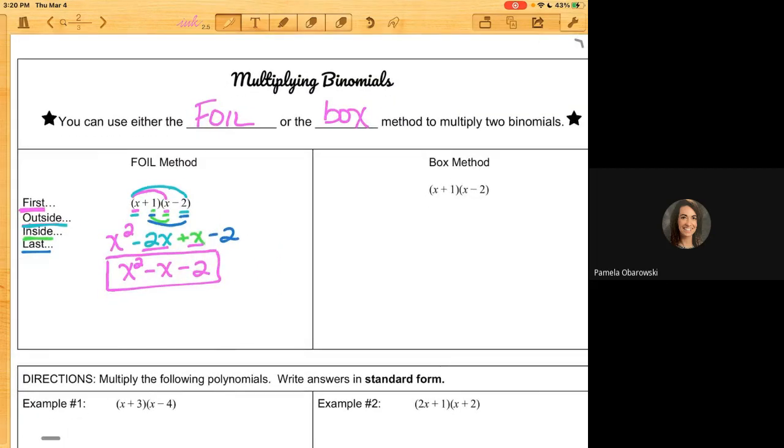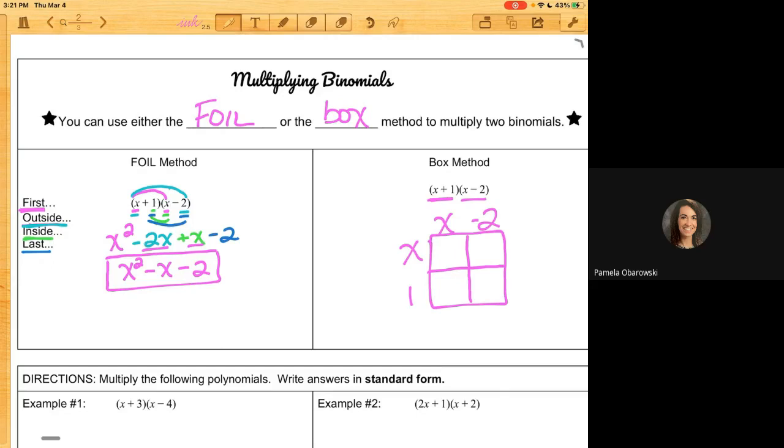Now I'm going to show you the box method. As the name implies, there's a box. So I'm going to draw my box. And on one side of my box, I'm going to put my first binomial. So I'm going to put in x right here and a 1 right there. Then I'm going to put in my second binomial across the top, x and minus 2, or negative 2. Then I'm going to split up my box into 4 quadrants.